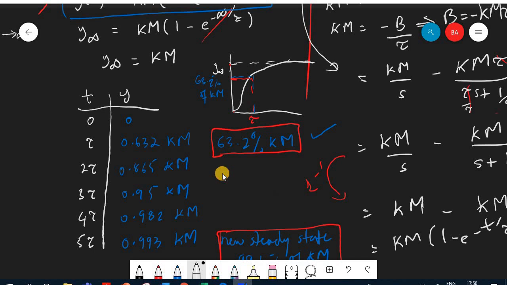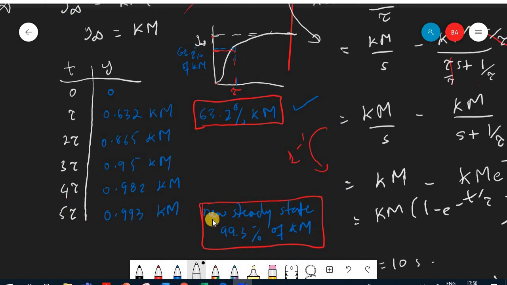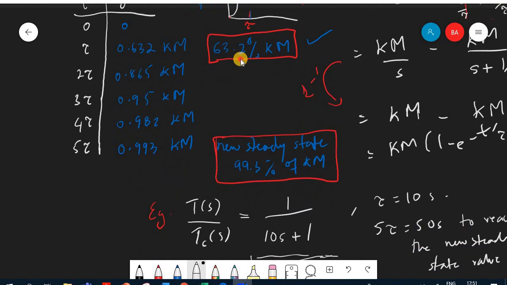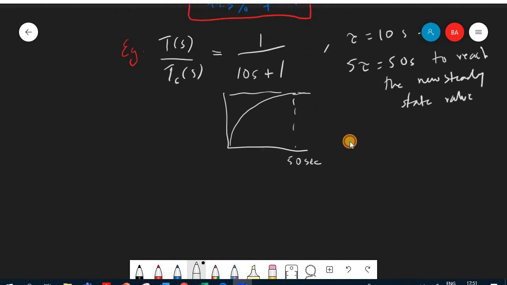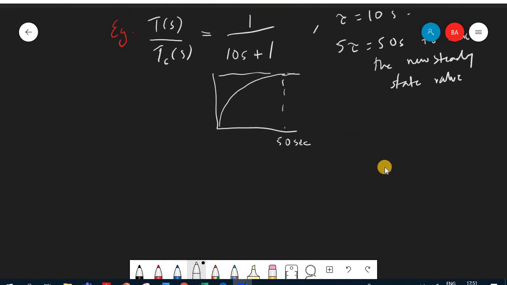And within 5 tau, I'm going to definitely reach very close to my new steady state value. And these are two good pieces of information that we have for a step input to a first order process. Okay, great. So what do we have from our step input again?